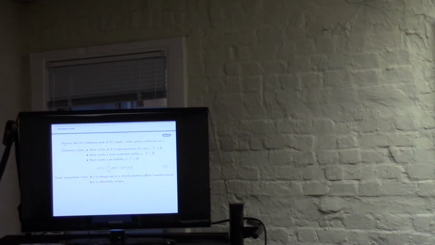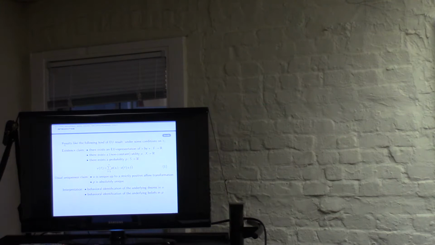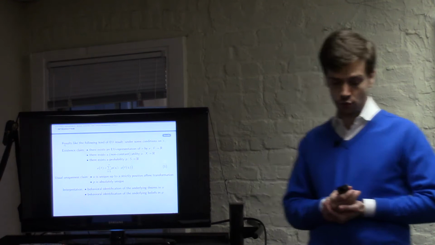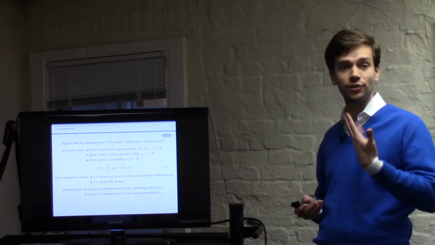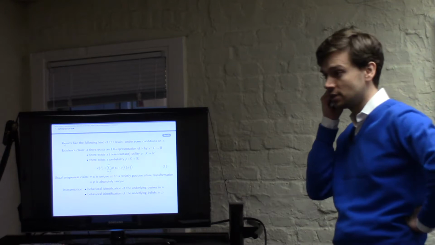Now, the interpretation we're interested in is that this sort of result would give a sort of recipe, if you wish, to behaviorally identify the beliefs and the desires of the decision maker. So those results give you a set of procedures and conditions under which you can behaviorally identify the beliefs and the desires of the decision maker that were underlying the choice data you got. So the probability P behaviorally identifies the underlying beliefs, and the utility U behaviorally identifies the underlying desires. That's the sort of interpretation we'll be focusing on today.